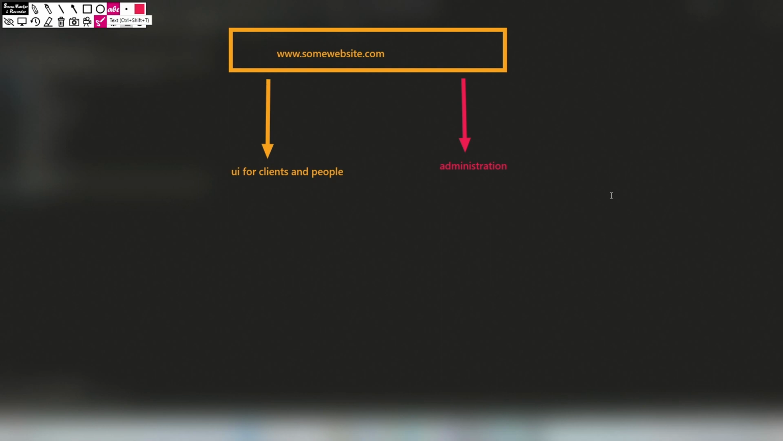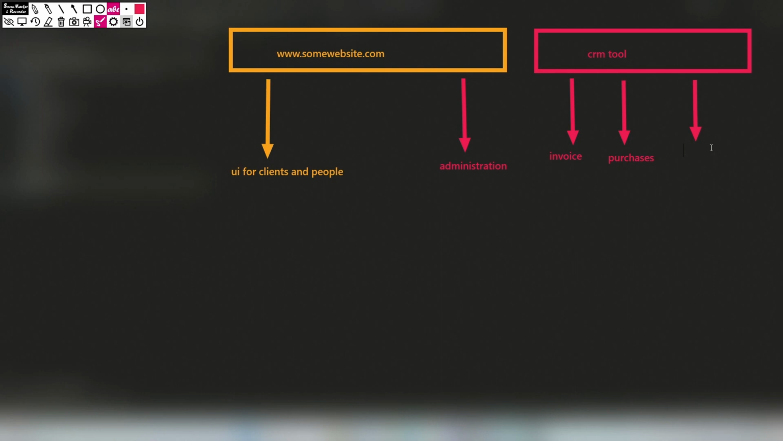Also, it can be another web application. Let's say we have a CRM tool. In this CRM tool, we may have an area dealing with invoices. We may have another area dealing with purchases, and let's say we have another area, for example, clients and suppliers. As you can see, to manage our web applications or our projects, we are dividing them into areas, and we are able to control and manage our projects much more easily.